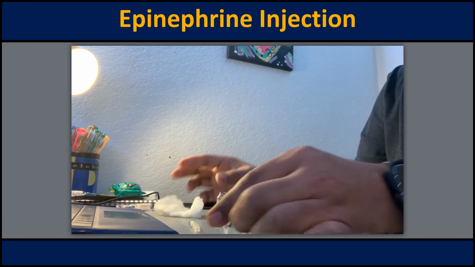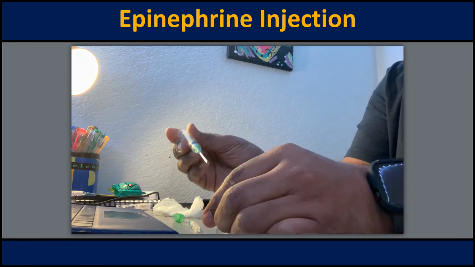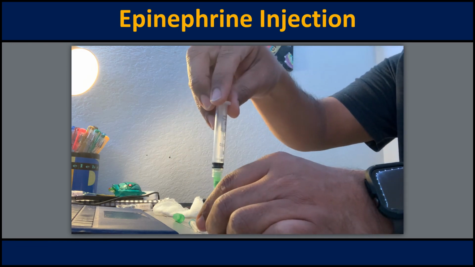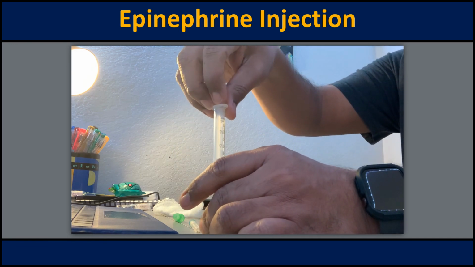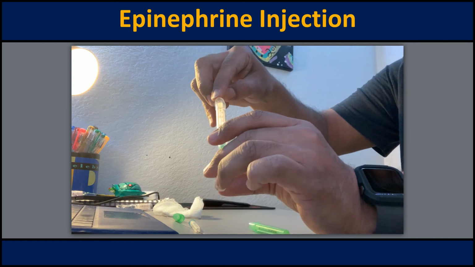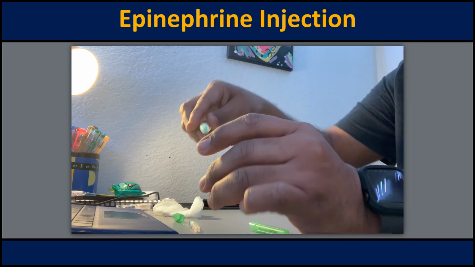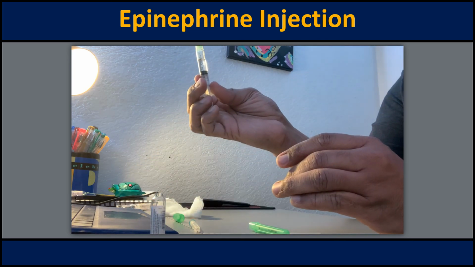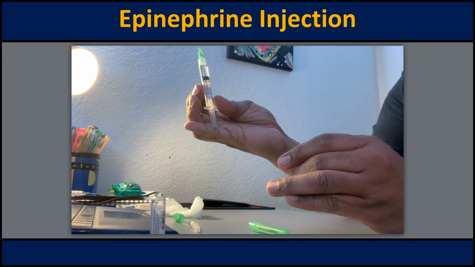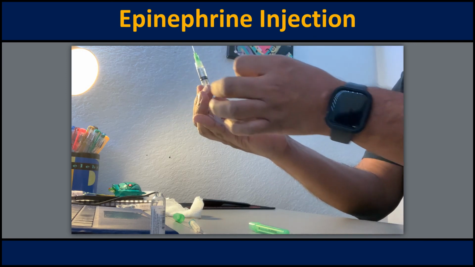You can place that down. Take your filtered needle, and you will go ahead and remove the contents of the ampule. There's different techniques to doing this. This is just one technique. This should give you 1 ml of epinephrine, 1 to 1,000, or 1 milligram in 1 ml.